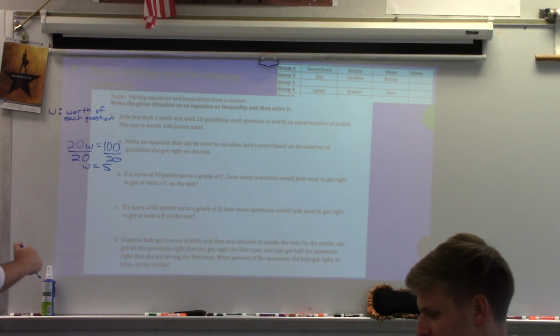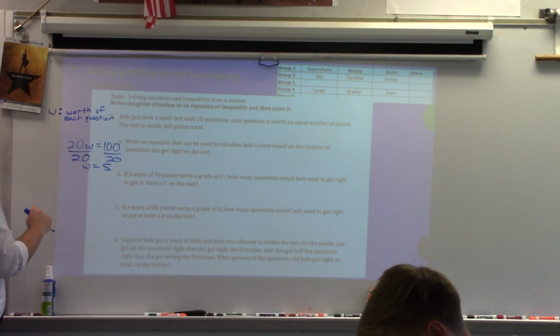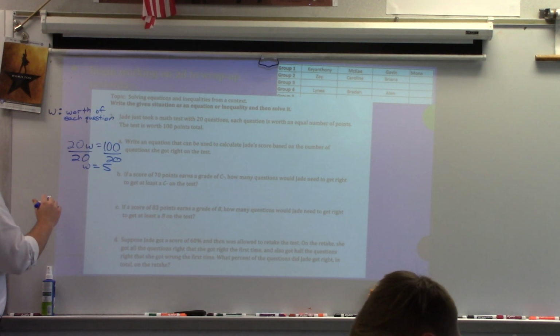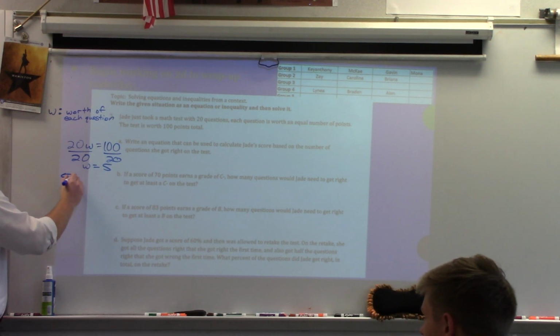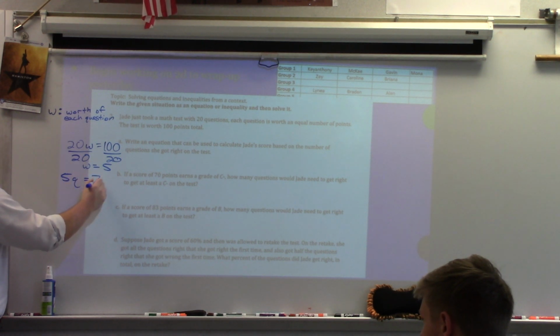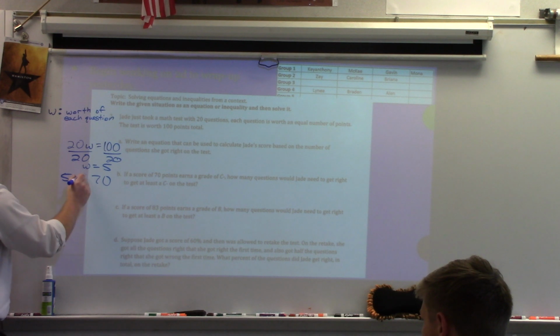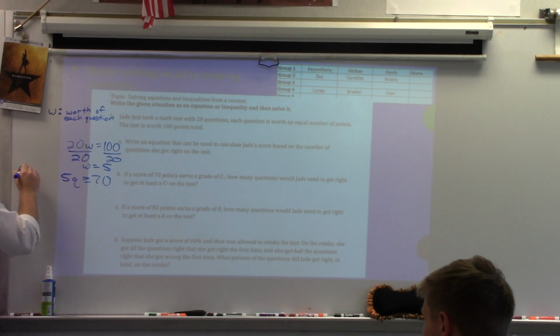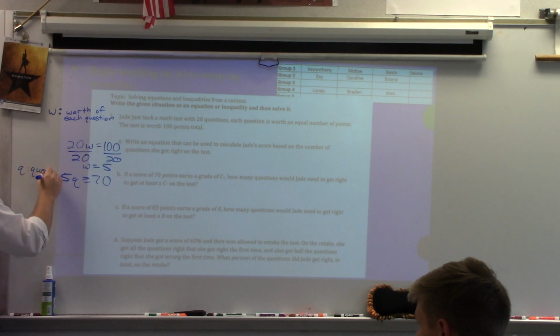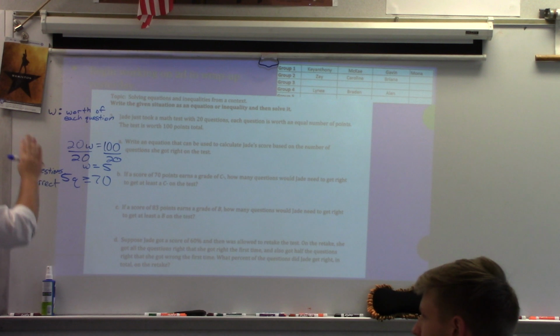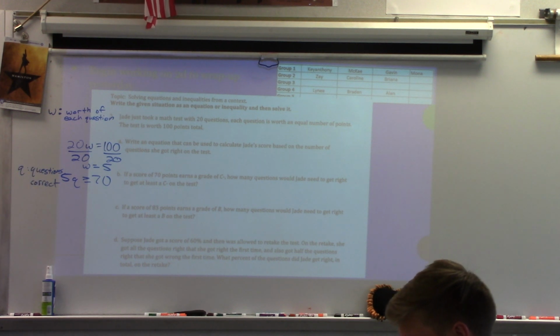But okay, so notice the worth of each question is 5 points. And so that's why later we did 5Q is equal to 70. No, at least a C minus, so greater than or equal to 70. Notice now Q is questions correct. Alright, that's the structure of how we can define our variables and how we work all that out.